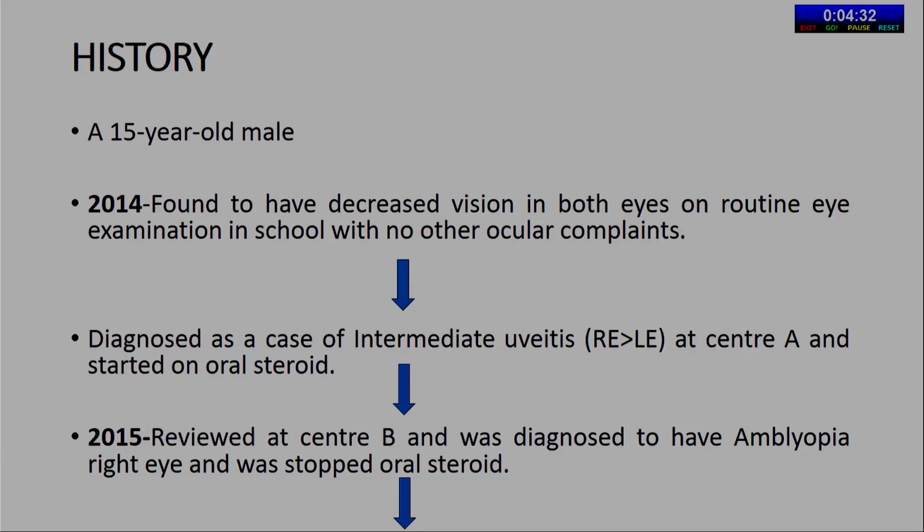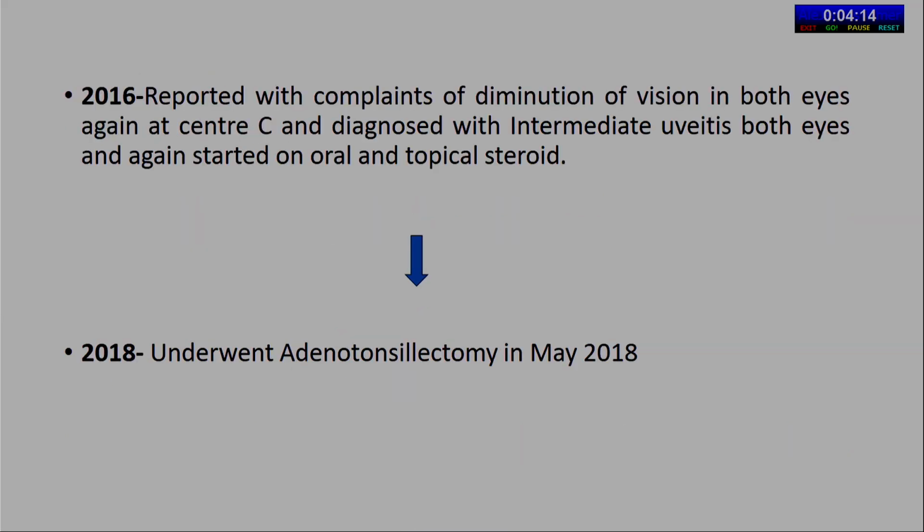My patient is a 15-year-old male. In 2014, when he was 8 years old, he was found to have decreased vision in both eyes during the school retina examination, and was diagnosed with intermediate uveitis at center A and started on oral steroids. However, these were stopped in 2015. In 2016, he again presented with diminution of vision at center C, was again diagnosed with intermediate uveitis, and was again given a course of oral steroids on and off.